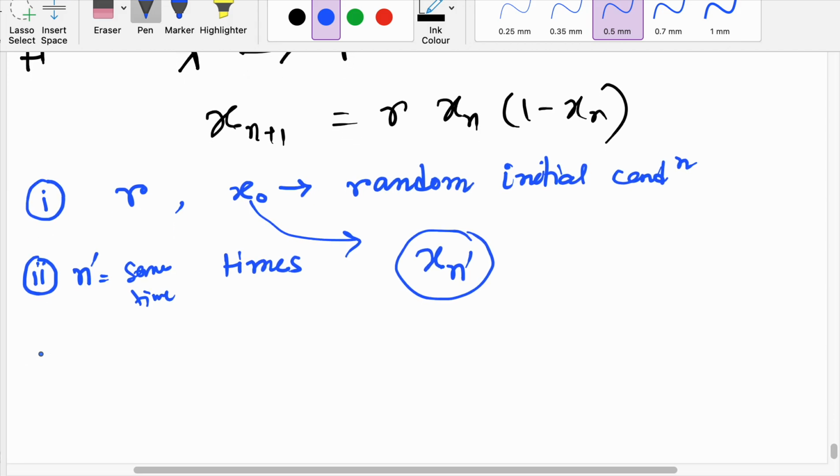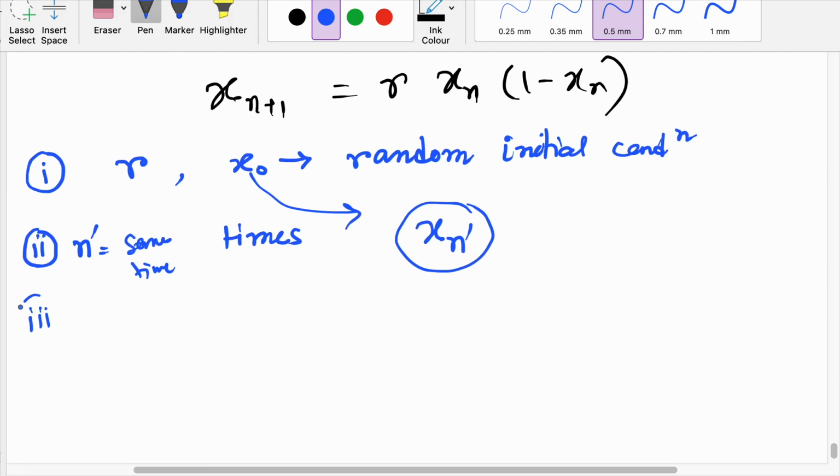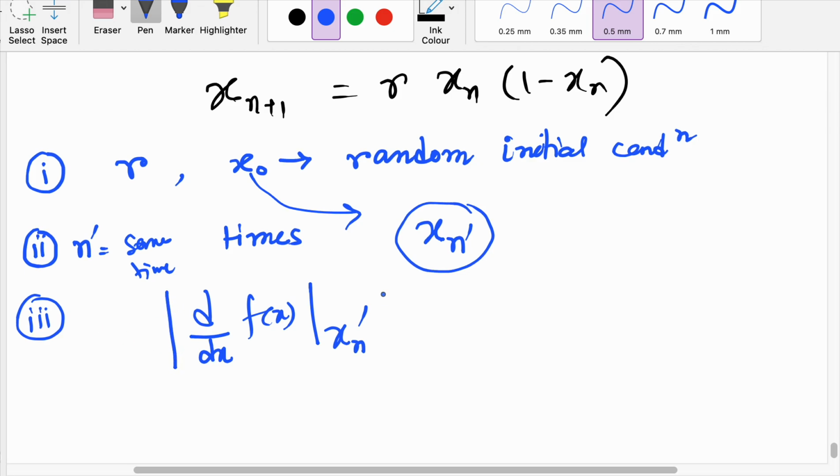Now the third step: since you have x n prime, you can calculate the first derivative of f of x at this point, take the modulus value of that, and take the logarithm of it. Now repeat this third step.